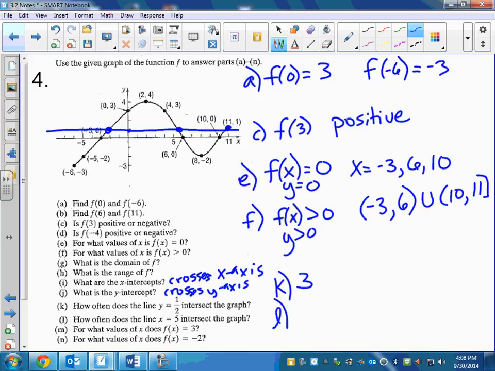Same thing with L. It says, how often does a line x equals 5 intersect the graph? X equals 5. 1, 2, 3, 4, 5. Remember, x equals is a straight up and down line. So what's the answer to that one?